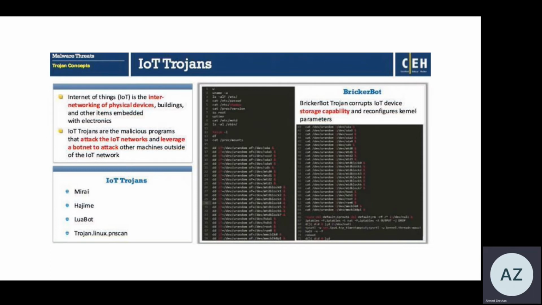The attackers can use Mirai, they can use Trojan.linux.pnscan, and BrickerBot. The Trojan corrupts the IoT device storage capability, all right, and reconfigures the kernel.